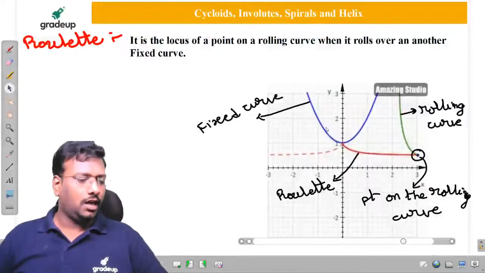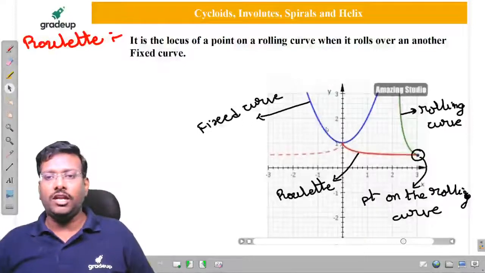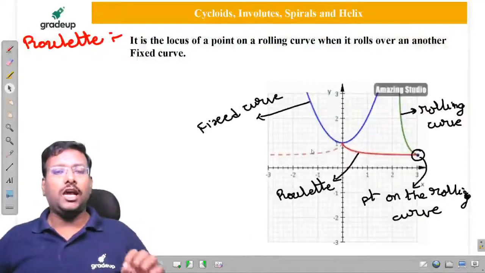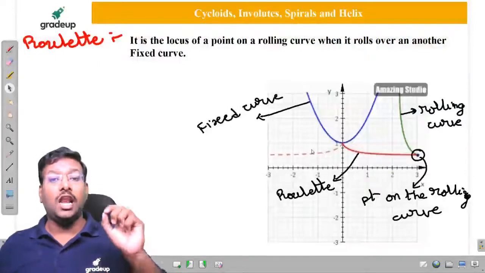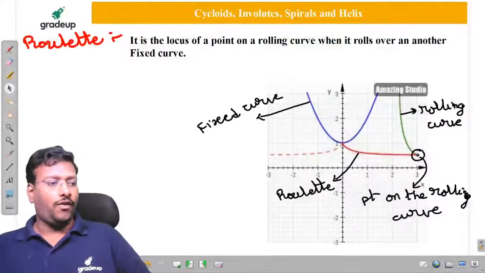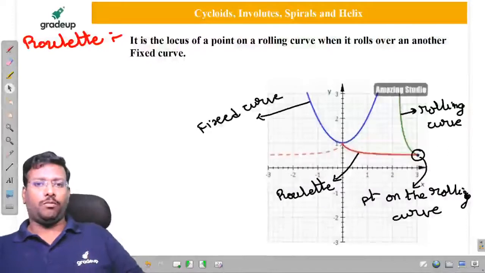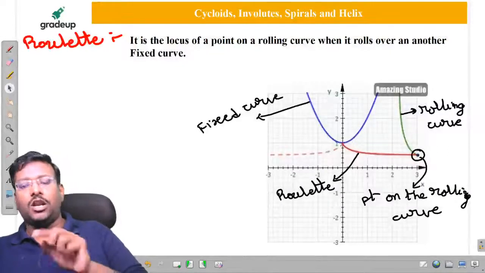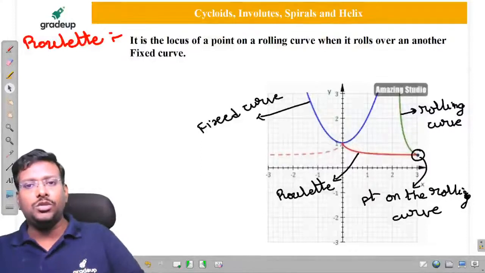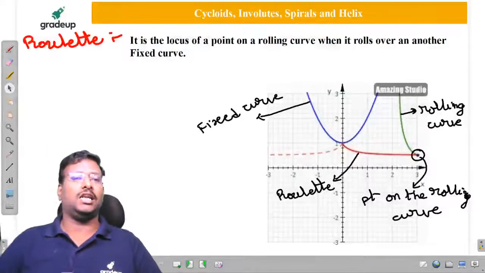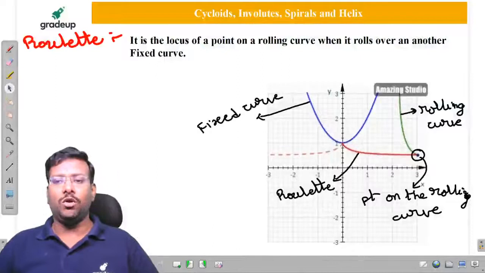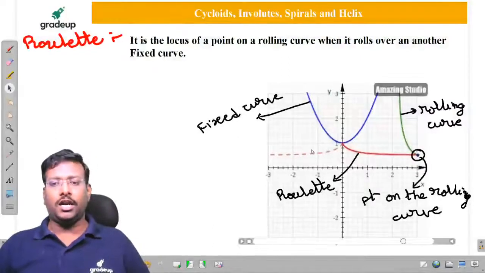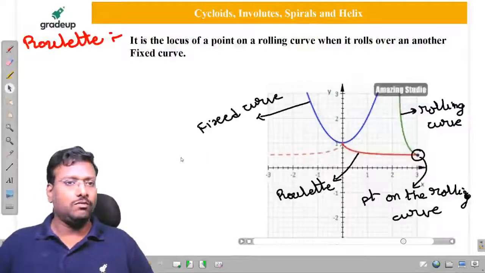Is it clear? Up to now you tell me, my dear friends. Now I will give further explanation. So what is a roulette? Roulette is the locus of a point on a rolling curve, whenever the curve is rolling over another curve. Now I will give the entire classification.